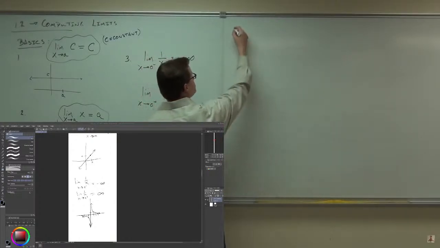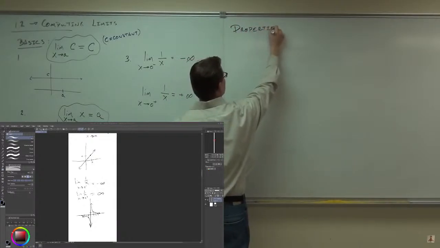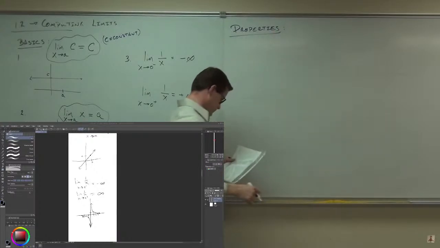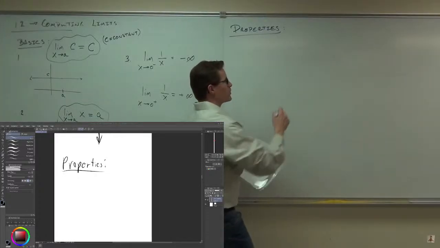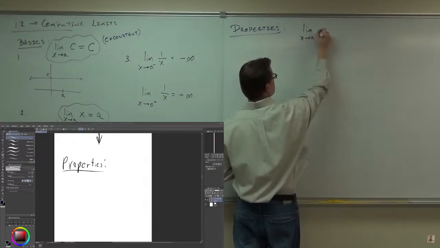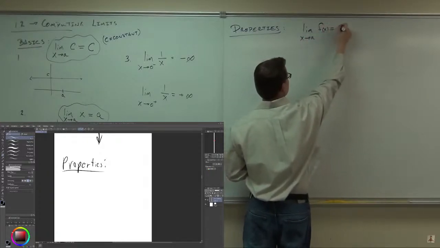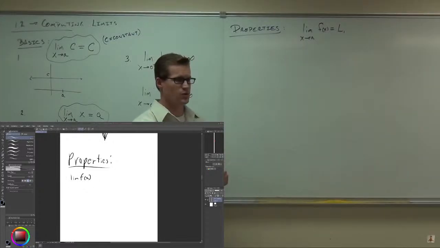So, basic properties. We're going to assume that we have 2 functions, and that the limits exist for each one. So the limit of f of x as x approaches a exists.